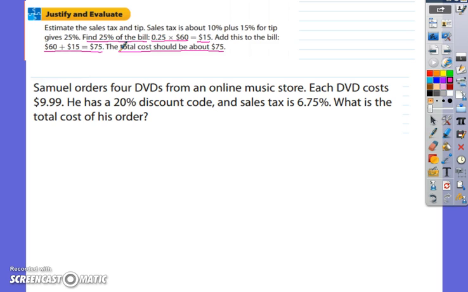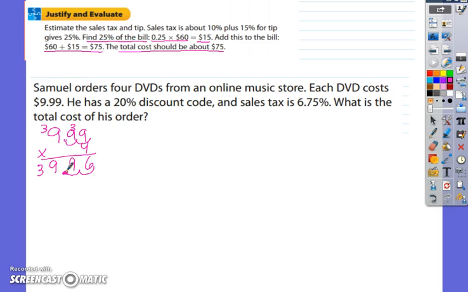All right, so Samuel is going to buy 4 DVDs at $9.99 each. So the first thing we need to do is multiply $9.99 times 4. So we'll get 4 times 9 is 36, carry the 3. 4 times 9 is 36 plus 3 is 39, carry the 3. And 4 times 9 is 36 plus 3 is 39. We have 2 decimal places, so we need 2 decimal places in our answer.